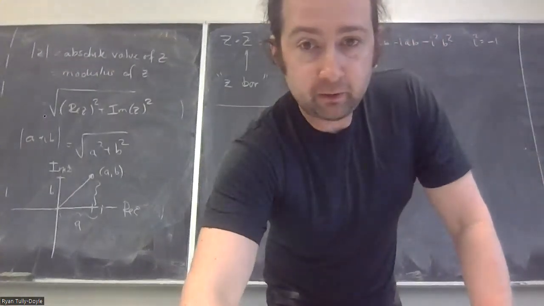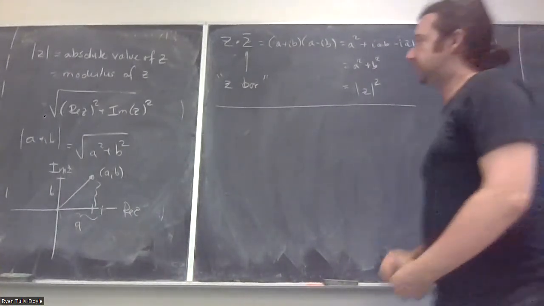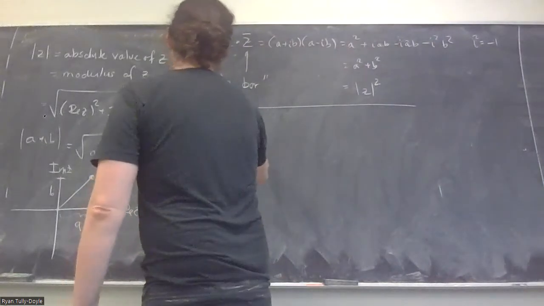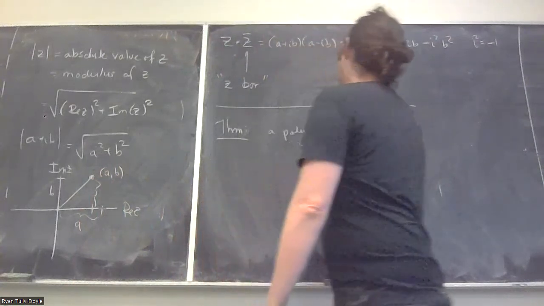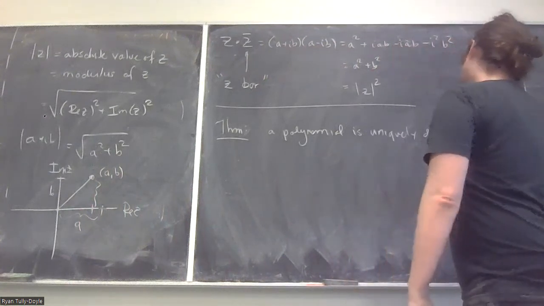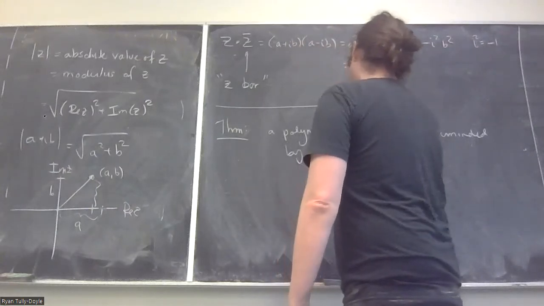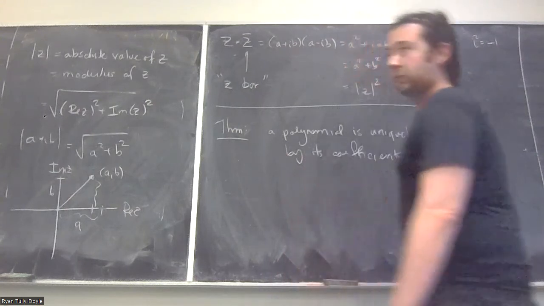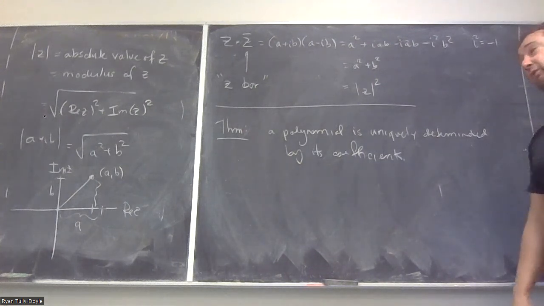The important thing about complex numbers is that you get this absolutely wonderful theorem called the fundamental theorem of algebra. The first thing I want to note, the first big theorem, is that a polynomial is uniquely determined by its coefficients. What I mean is that if I tell you the coefficients, there's no other polynomial that's the same polynomial. Each polynomial corresponds to precisely one set of coefficients.